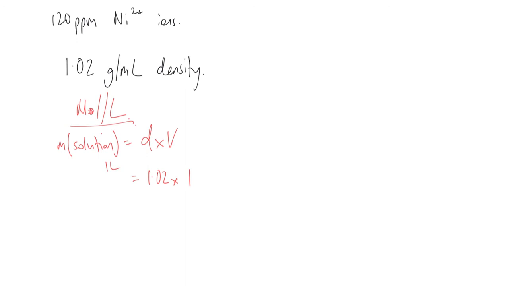Nope. It needs to be in mils. It doesn't always have to be in mils, it has to match the unit for density. So, times 1,000, which is 1,020 grams. Okay? That's my mass of solution. That's my mass of 1 liter of solution. Okay? Now what?